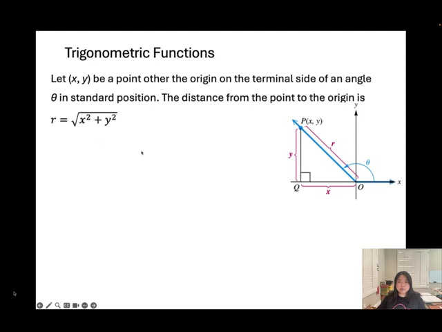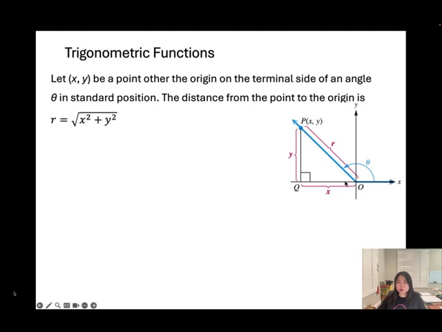We're going to let point P(x, y) be a point other than the origin on the terminal side of an angle theta in standard position. You can see this is my initial side on the positive x-axis, and then my terminal side is lying on here, which creates the theta.